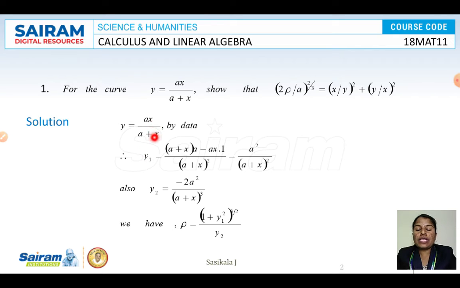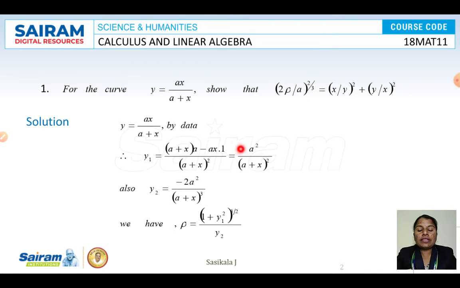Since both numerator and denominator have the variable, we are supposed to use the quotient rule. So y1 is equal to u by v, that is v into differentiation of u: a plus x into differentiation of ax, which will give a, then minus ax into differentiation of a plus x, which is 1, by v squared, a plus x the whole squared. Taking inside, it will be a squared plus ax minus ax, so plus ax minus ax will get cancelled. You will get a squared by a plus x the whole square.